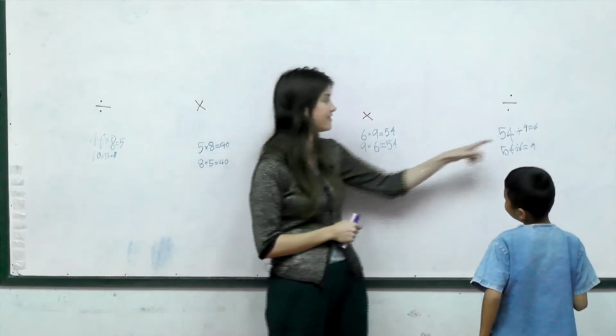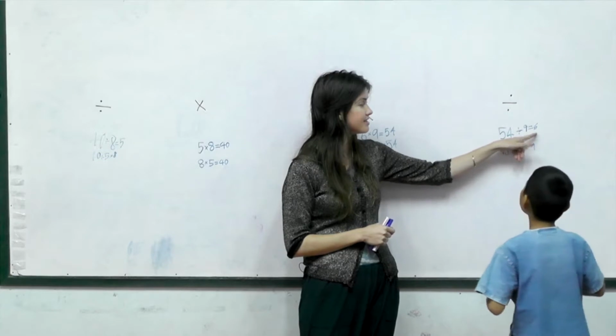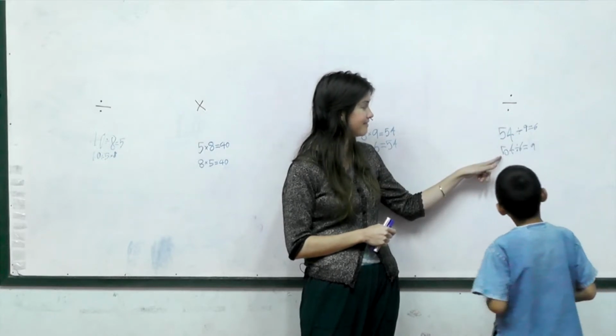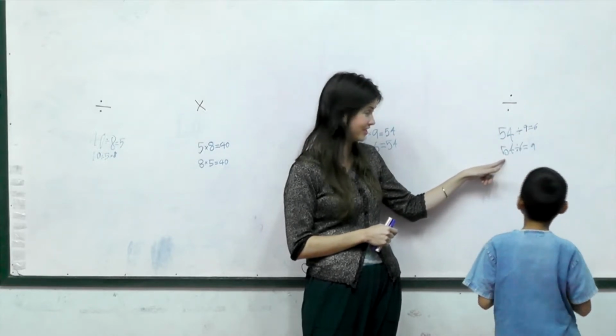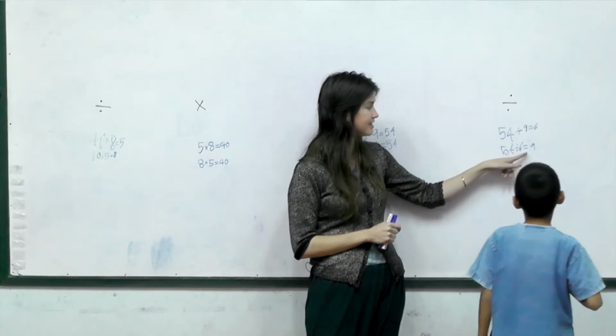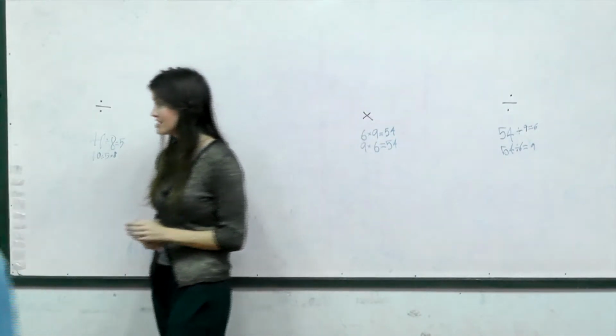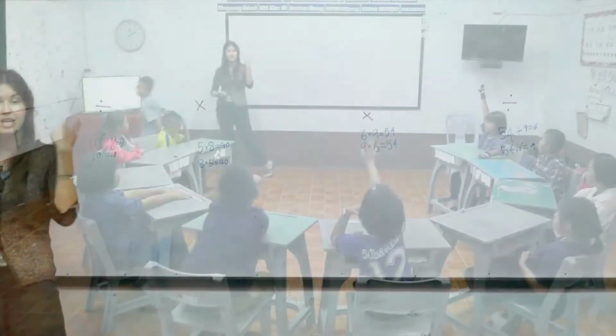54 divided by 9 equals 6. Good. And what's this one? 54 divided by 6 equals 9. Very nice job, friends. Great work. Okay, come on up.